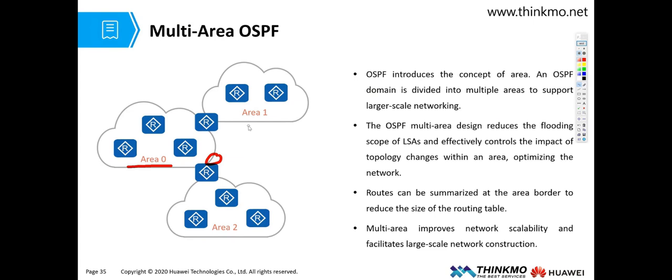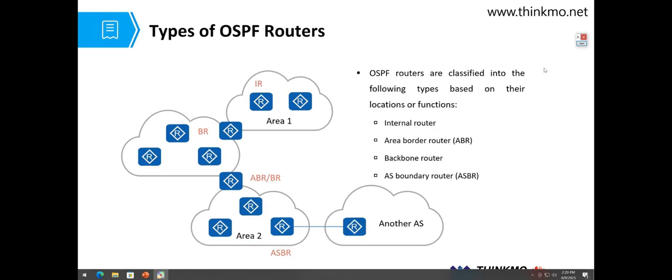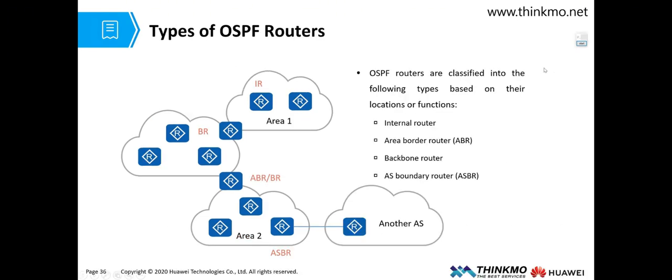Now, if I want to connect multiple areas, to reduce loops, non-backbone areas cannot be directly connected to each other. They must connect to the backbone area. In other words, all non-backbone areas must establish a connection with the backbone area. Now, regarding routers, they are categorized based on their location or function into the following types. IR, which stands for internal router. This means that all interfaces of my router are within a single area, and this is called an IR.